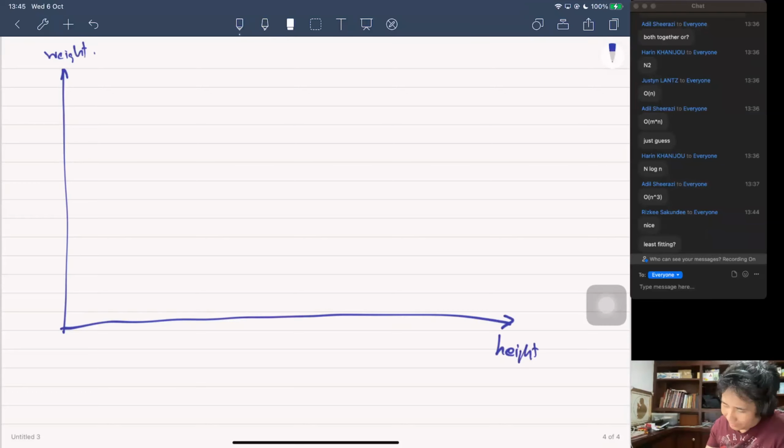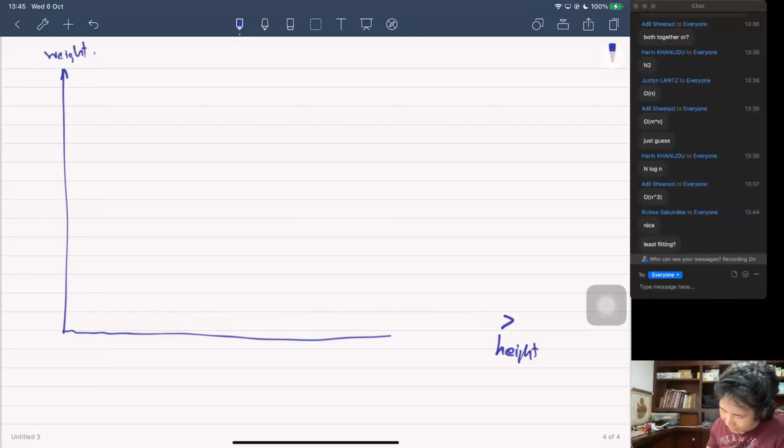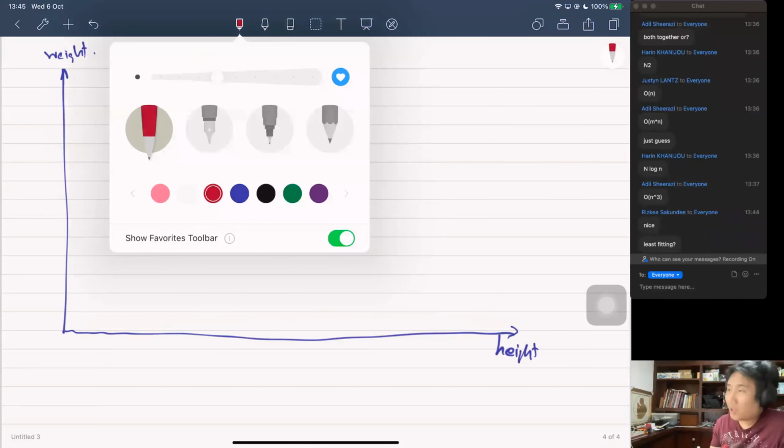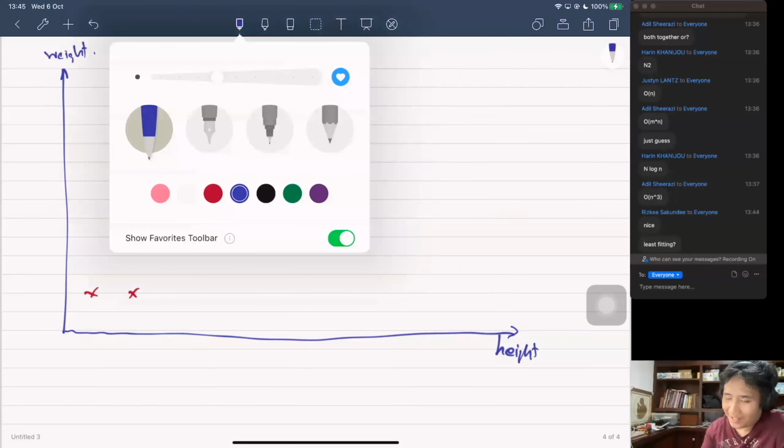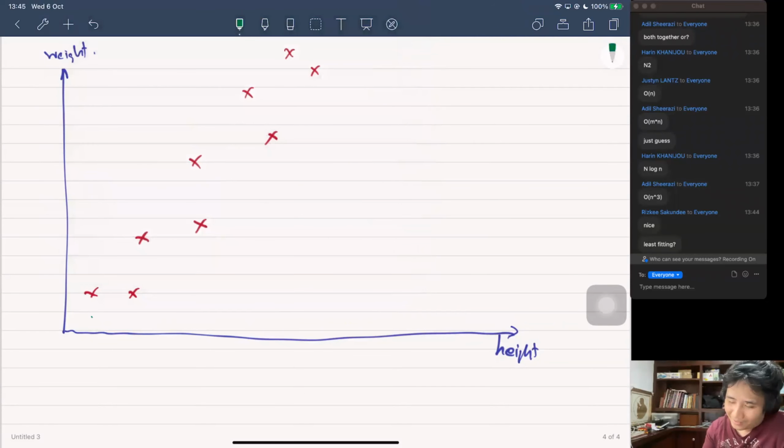Least square fitting. Let me get rid of this. So what you do is the following. You go collect the data, and then you find that the weight and the height look something like this. Our eyes can see and tell right away that this is the trend.